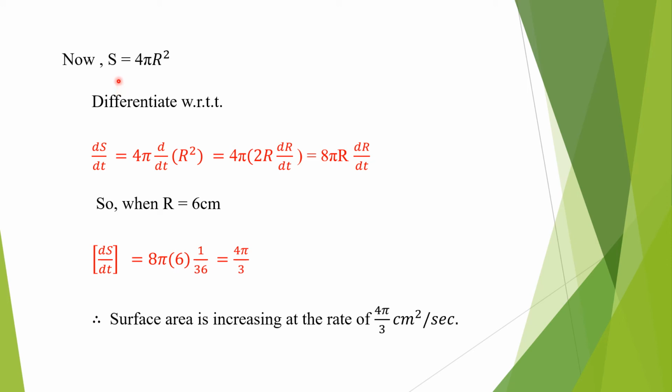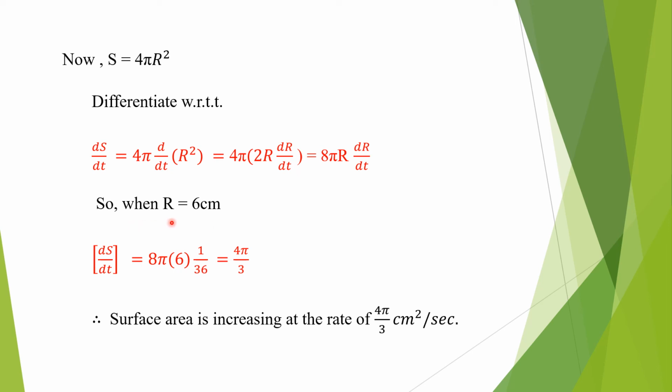Now, the surface area of the sphere is S equal to 4 pi r square. Differentiate with respect to t. ds by dt: 4 pi is a constant multiple, therefore take it outside, then d by dt of r square. The derivative of r square is 2r. R is again a function, therefore multiply by its derivative dr by dt. 4 into 2 is 8, so ds by dt equal to 8 pi r into dr by dt.